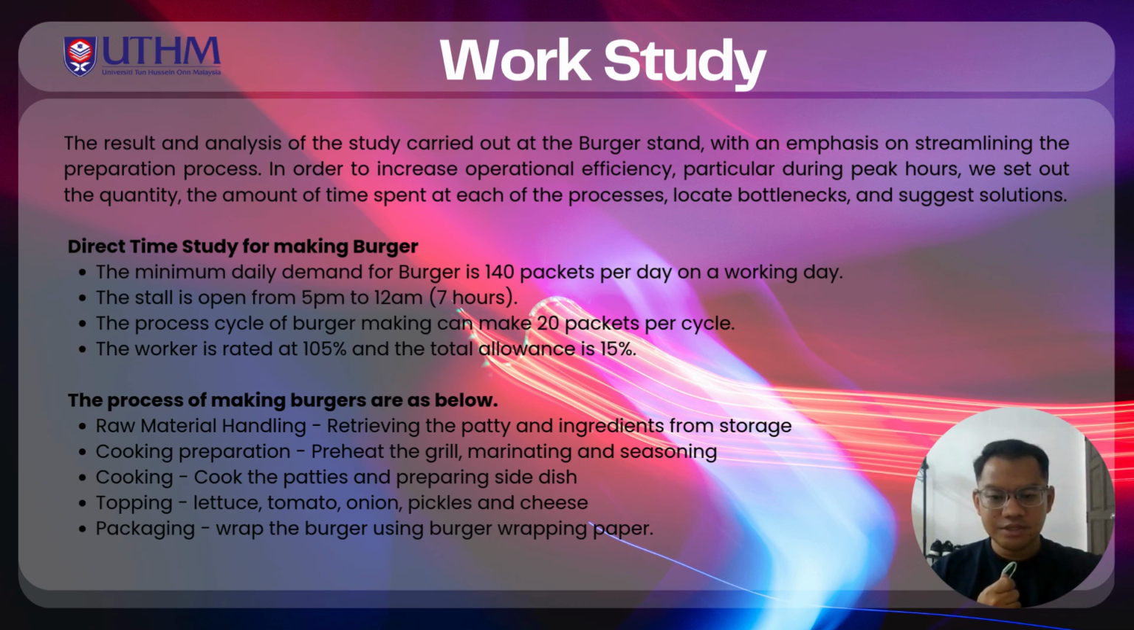stated below, which is raw material handling, which is retrieving the patties and the ingredients from the stores; cooking preparation, which is preheating the grill, marinating and seasoning; cooking, which is cooking the patties and then preparing the side dish; topping, which is lettuce, tomato, onion, pickle and cheese; and then lastly packaging, which is wrapping the burger using burger wrapping paper.